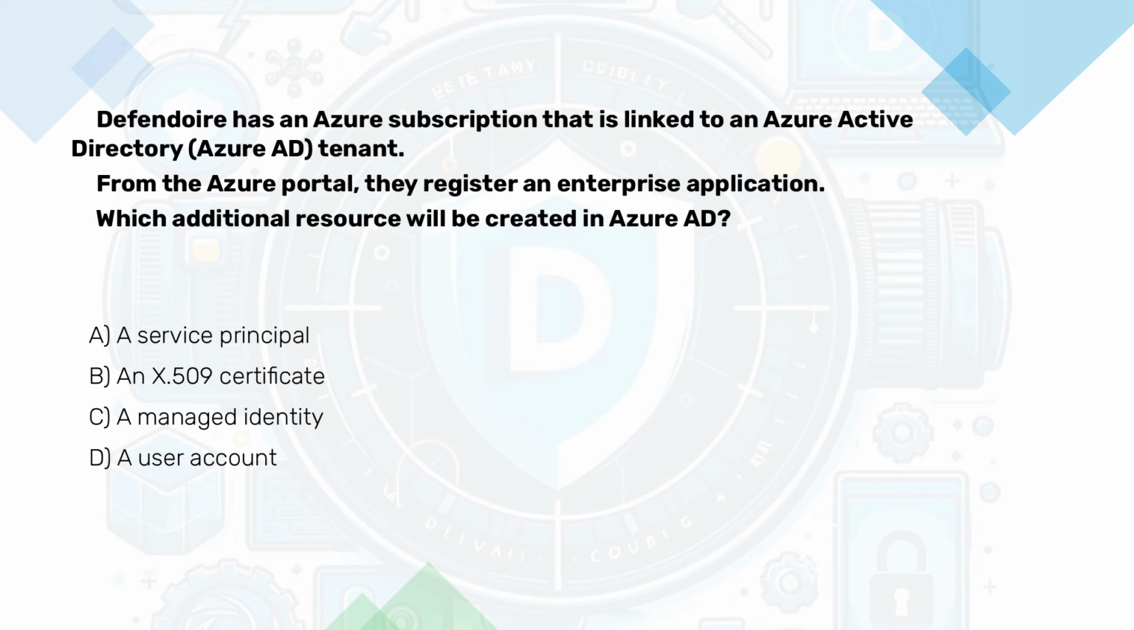Okay, now pause the video here, have a bit of think, and then continue when you are ready. When an enterprise application is registered in Azure AD, the primary resource created is a service principal within the Azure AD tenant.